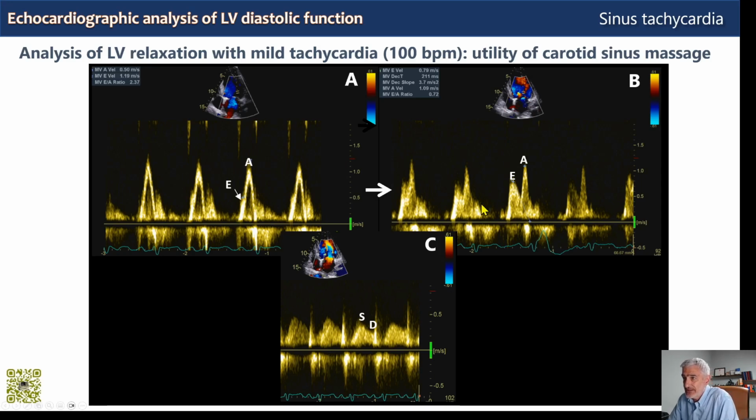By slowing the heart rate, the A wave moves away from the E wave, and we can see both of them. The simultaneous recording of the pulmonary venous flow here in C is also very helpful. It allows us to see that left atrial physiology is normal, and so filling pressures are normal, because we have a dominant systolic wave which begins at the QRS here. And then we have a much smaller D wave during diastole here.